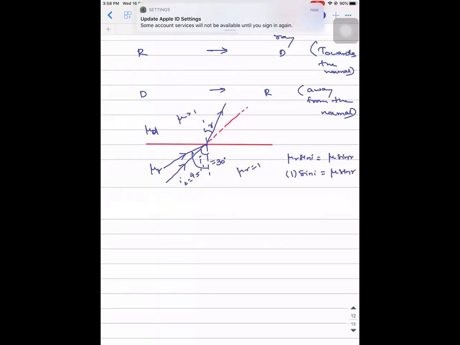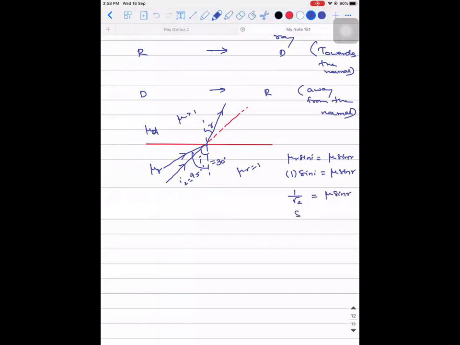I don't know what that angle r is. Sin i is how much? 1 by root 2 is equal to mu into sin r. So sin r is equal to 1 by root 2 mu. In the previous case, what would have been sin r? If I take this as i1, r1 and i2, r2, it is 1 by 2 mu.